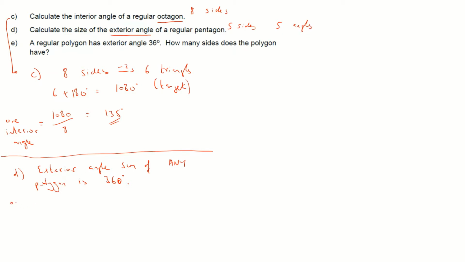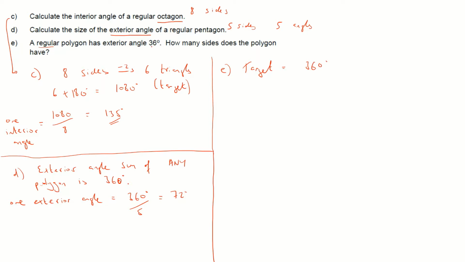So to find one exterior angle, we would just take the 360 degrees and split it 5 ways, which is 72 degrees. All right, and that's that one done. And then question E, a regular polygon again has got exterior angle 36. How many sides does the polygon have? Remember, these are exterior angles, so I know my target is 360 degrees.